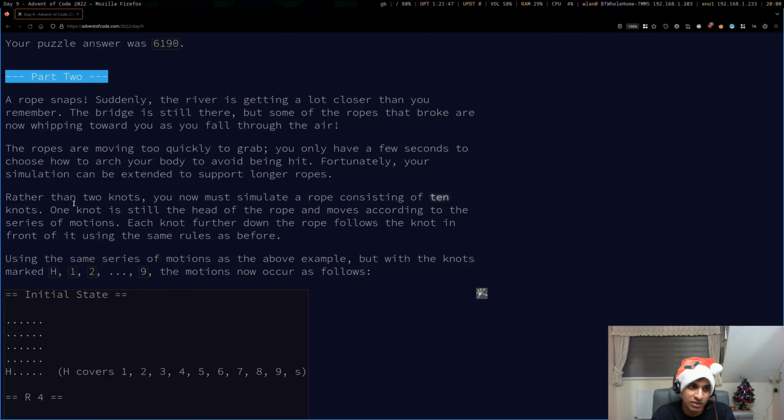Fortunately, your simulation can be extended to support longer ropes. Rather than 2 knots, you must now simulate a rope consisting of 10 knots. 1 knot is still ahead of the rope and moves according to the series of motions. Each knot further down the rope follows the knot in front of it using the same rules as before. Using the same series of motions as the previous example, with the knots marked H.